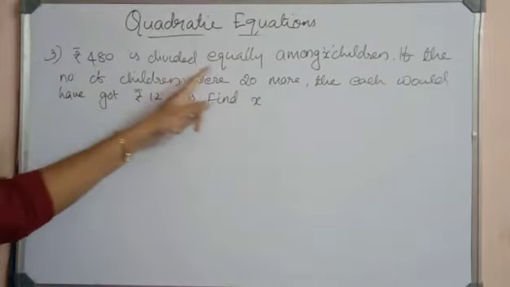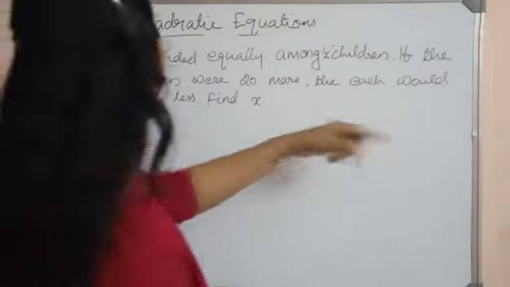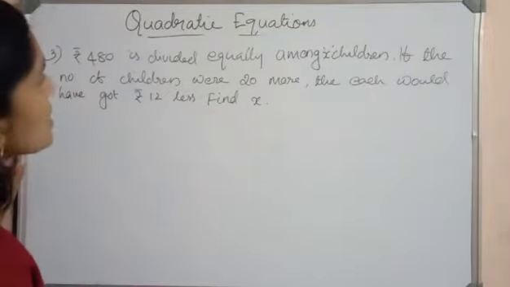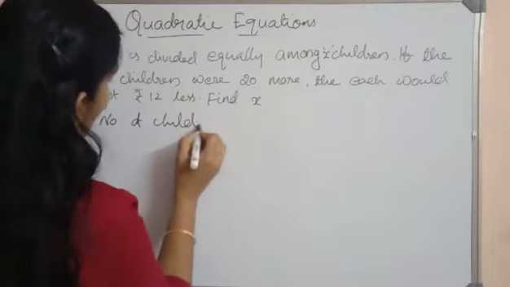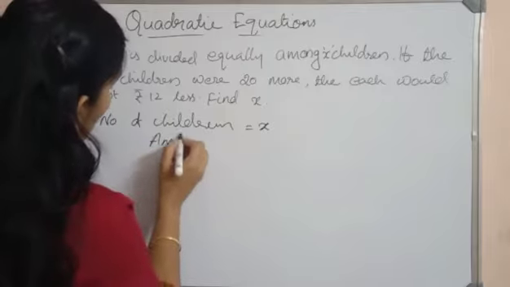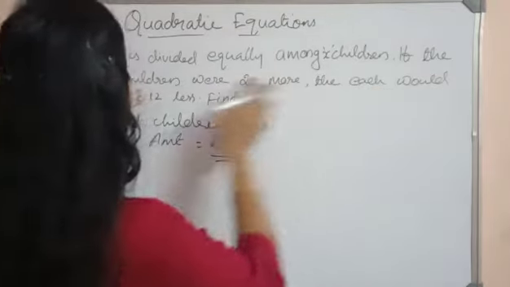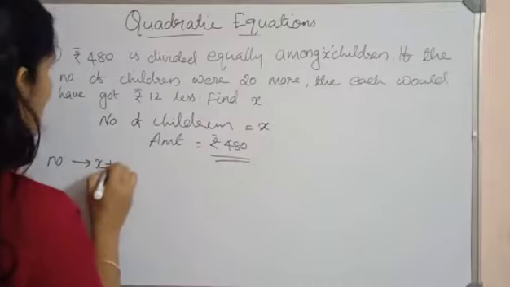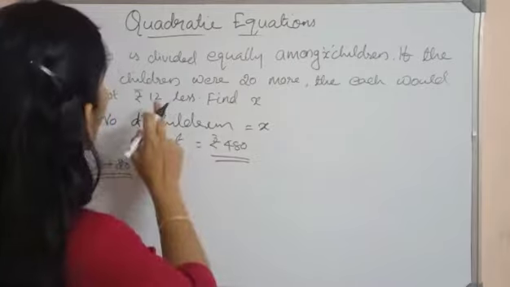Rupees 480 is equally divided among x children. If the number of children were 20 more, each would have got rupees 12 less. Find x. Here it is given that the number of children is x, and the amount is rupees 480. If the number of children were 20 more, the number changes to x plus 20. If this becomes x plus 20, then each child would have got rupees 12 less.